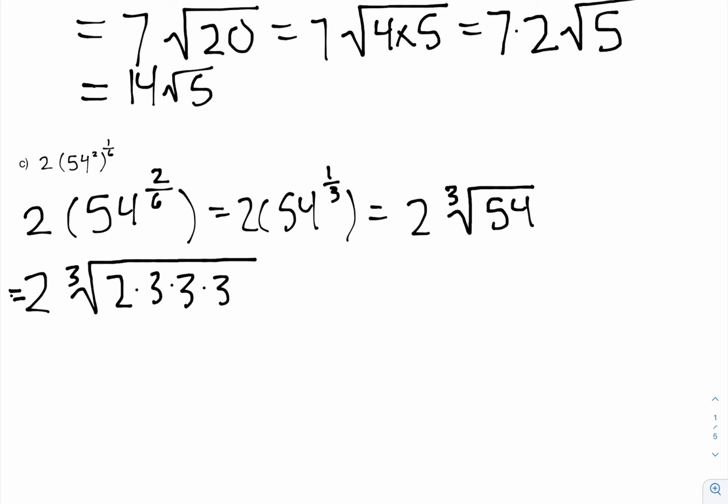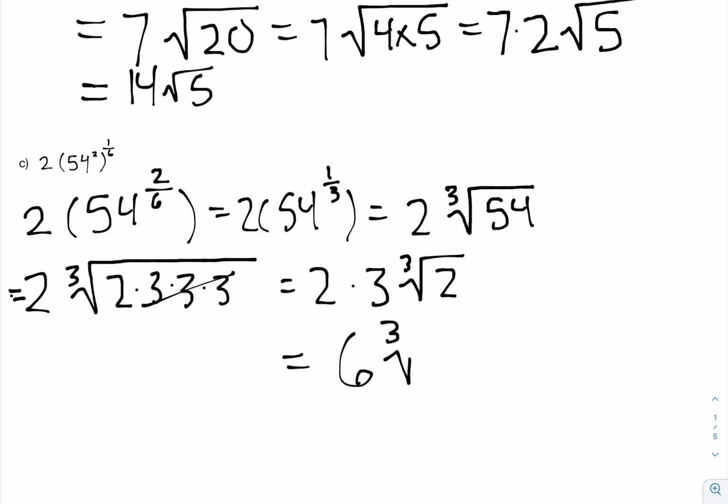which is why when we have a group of 3 for a cube root, we only take out one of them. So this equals 2 times 3. So all these 3's are gone now, and now we have times the cube root of 2. And 2 times 3 is just 6, so this equals 6 times the cube root of 2.